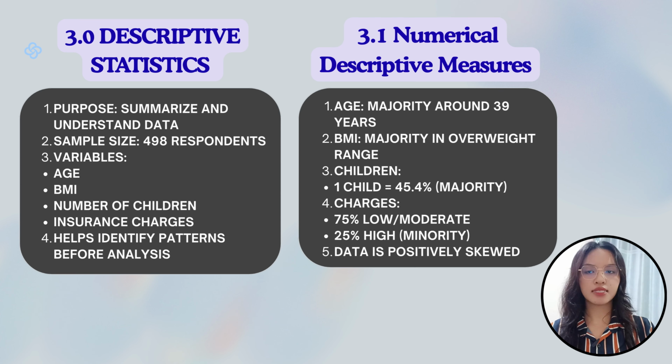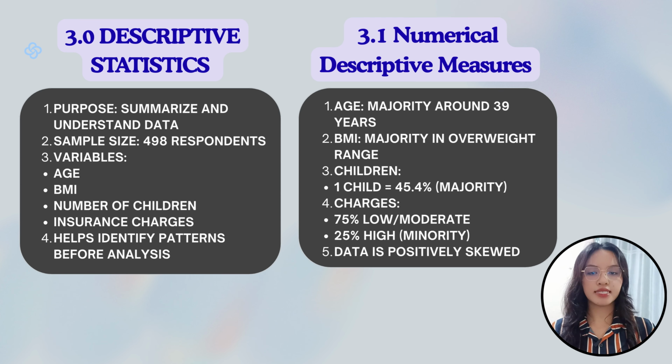We analyze the numerical data using means, medians, and percentages. For age, about 50% of respondents are below 39 years, showing a balanced distribution. For BMI, the majority fall into the overweight category, with indicators of higher health risks. For number of children, 45.4% of respondents have one child, making it the majority group.